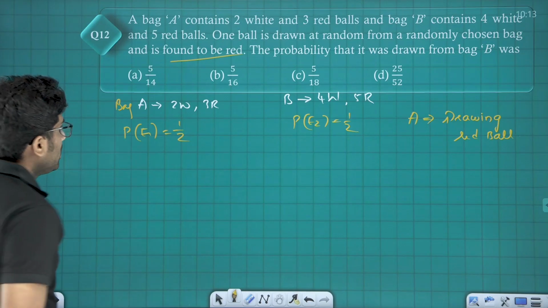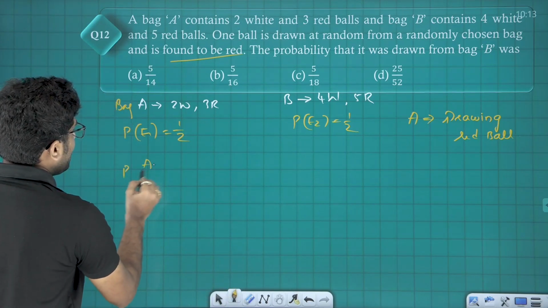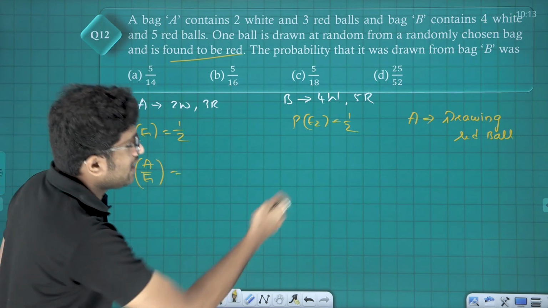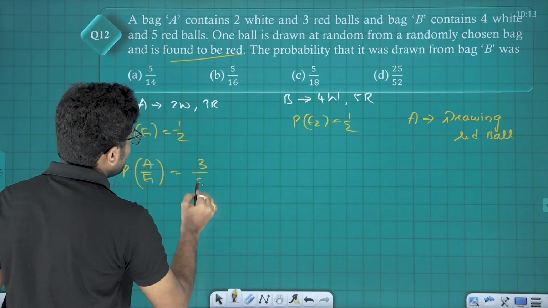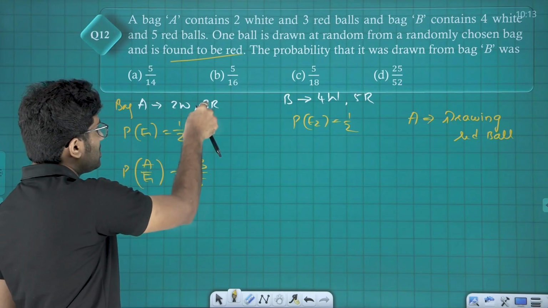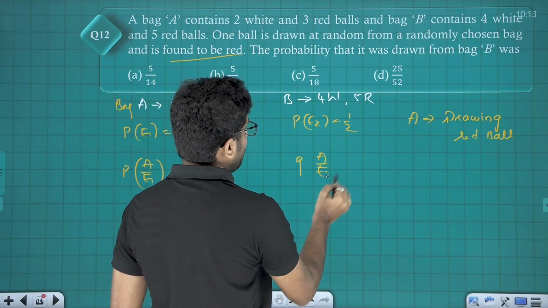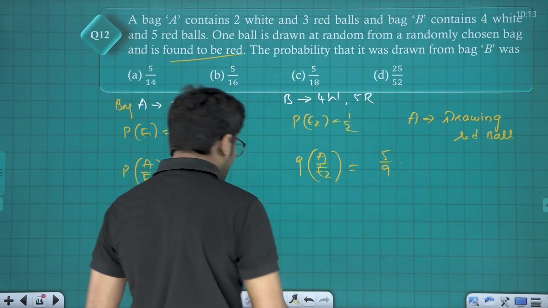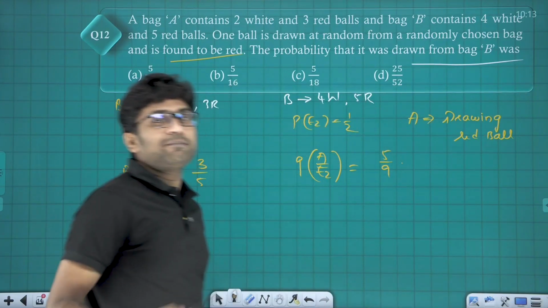Now let's find P of A given E1. When you have selected E1, friends, what is the probability of drawing a red ball? That is 3 by 5. What is the probability of drawing a red ball when we have chosen bag B? That is 5 by 9. Now by Bayes theorem, what is asked? The probability that it was drawn from bag B.